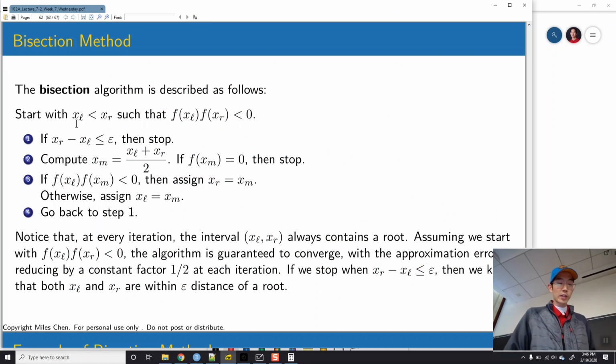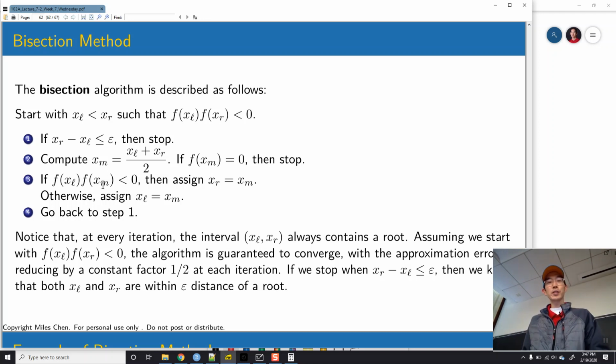We're going to just say, first of all, if the left and the right side are super close together, like below some tolerance level that we've specified, then we can go ahead and stop, right? Otherwise, we find the midpoint, okay? So we just take xl plus xr divided by 2. You just find the mean of your left and right bounds, okay? And if the mean happens to be equal to 0, then stop, okay?